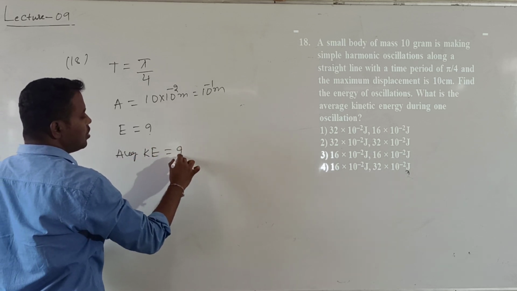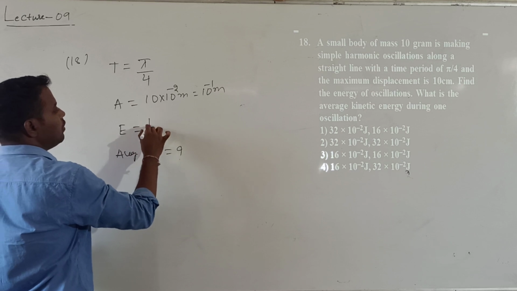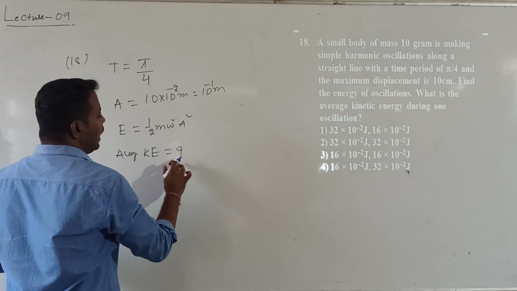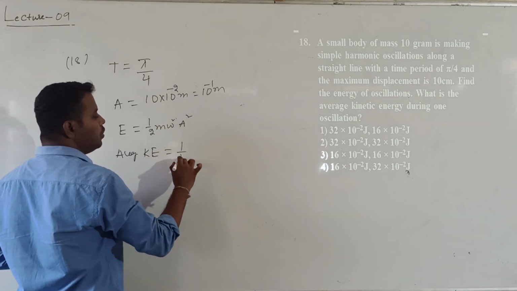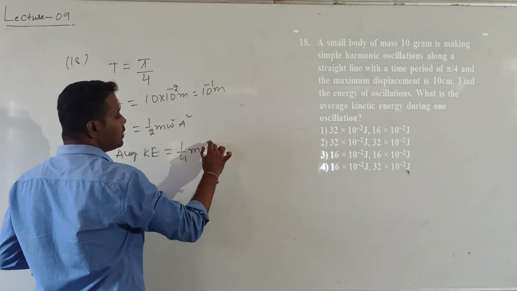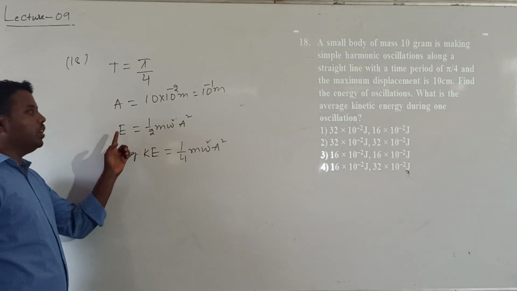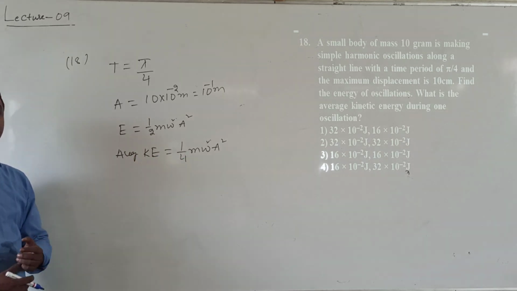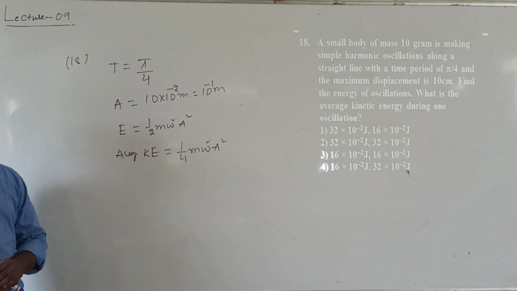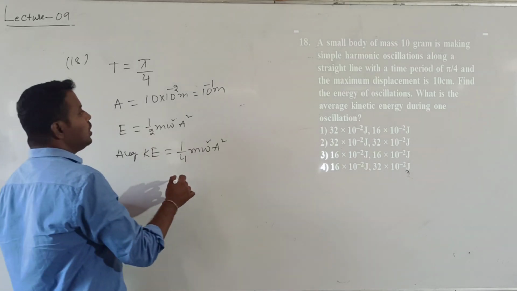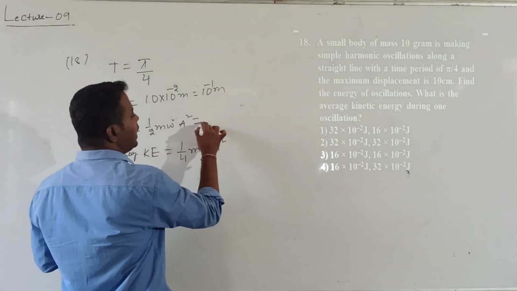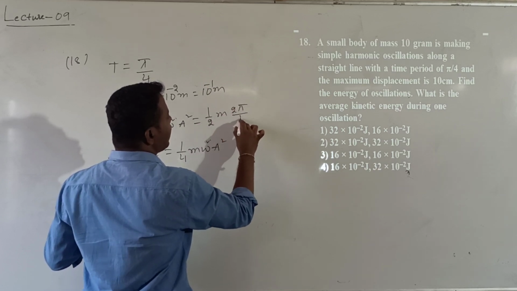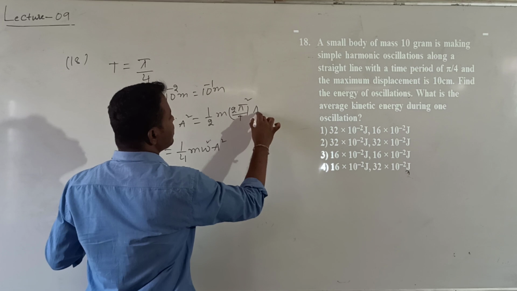Total energy value is 1 by 2 into m omega square a square. Average kinetic energy value is 1 by 4 into m omega square a square. By knowing the total energy, if you divide by 2, you will get the average kinetic energy. Correct? So in the total energy, omega can be written as 2 pi by capital T whole square into a square.